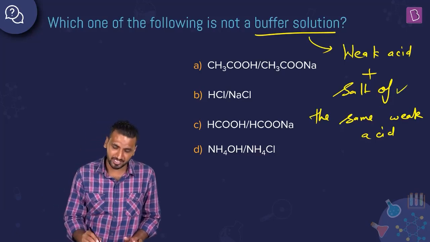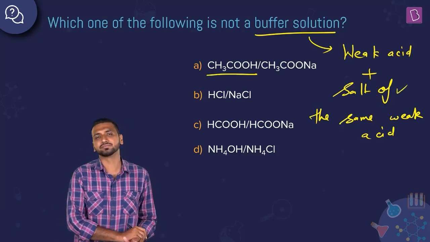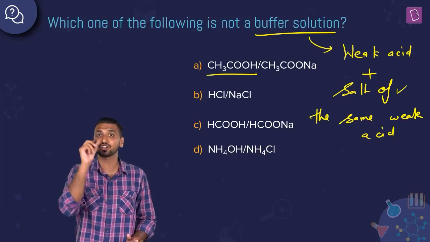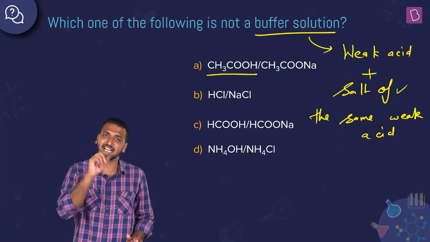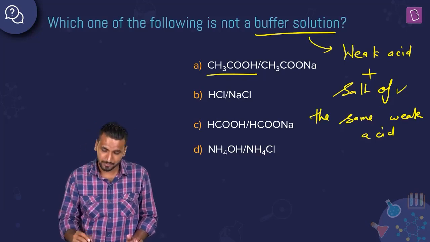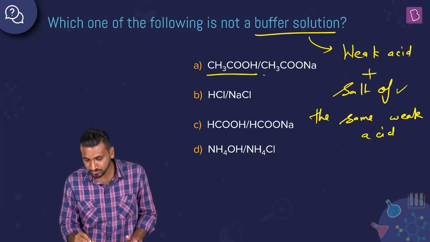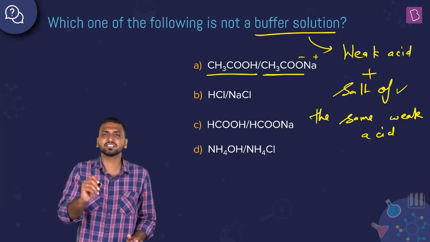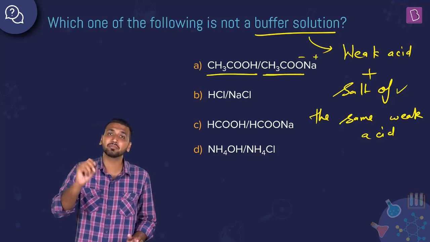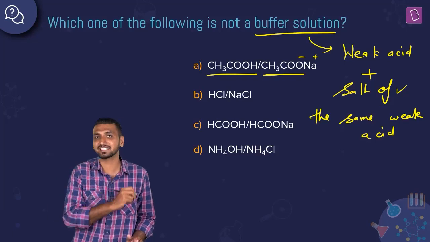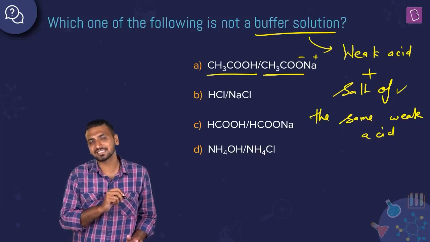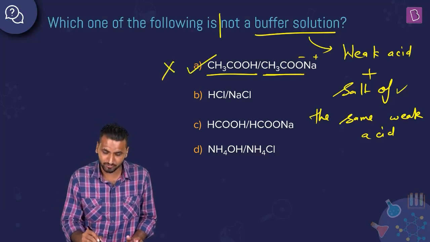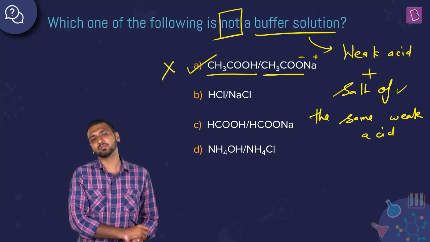Look at the options. Option A, CH3COOH. Tell me, is it a weak acid or a strong acid? It's a weak acid, acetic acid, vinegar, you know this, ethanoic acid, and what you see on the other side is CH3COO minus Na plus. CH3COO minus is a conjugate base of weak acid, acetic acid. So all the conditions are satisfied. Yes, it is a buffer, but not the answer. Why? Because we are looking for a solution which is not a buffer solution.